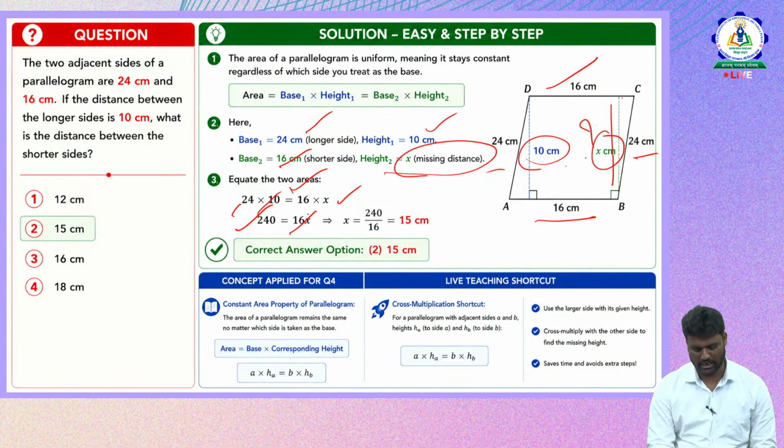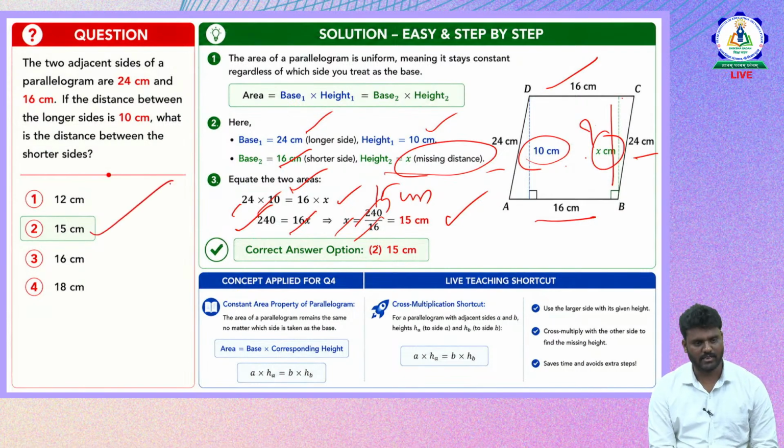Now from this we can identify x, where x is equal to 240 by 16, because 16 goes to the left-hand side and becomes the denominator. If you simplify this, we get 15 centimeters. Now if you see the options, option 2, 15 centimeters, is the correct one. So the height of the second, the distance between the shorter sides, is 15 centimeters.